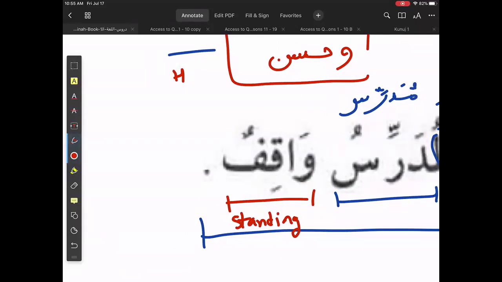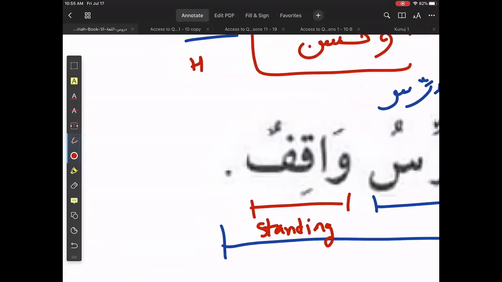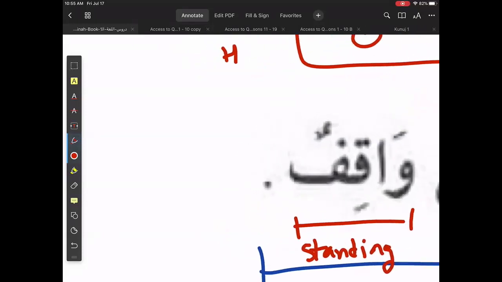We are running out of time. I have 5 more minutes. The way I like memorizing vocabulary is when you have similar words or opposite words, always memorize them together. So for example, you're going to be memorizing jalisun as the opposite of waqifun.